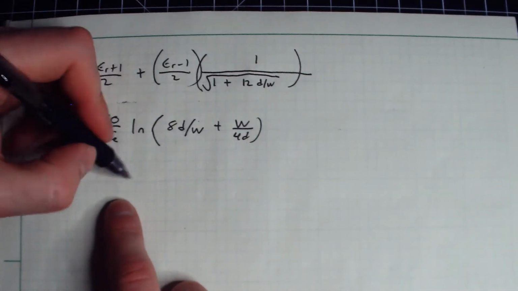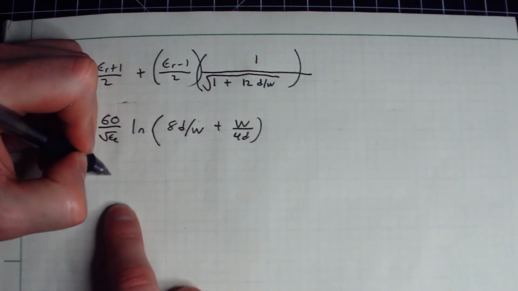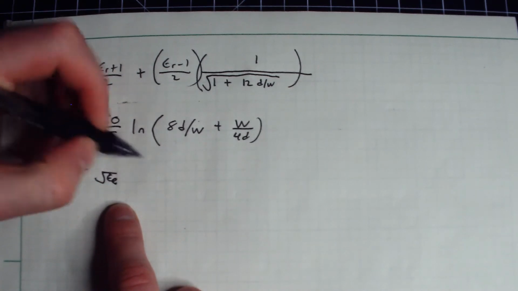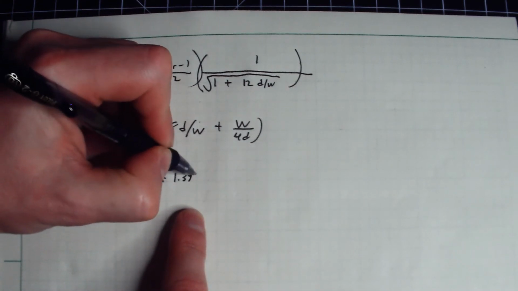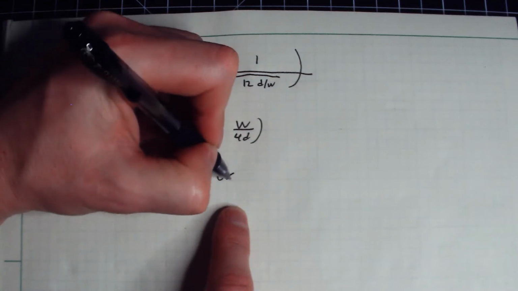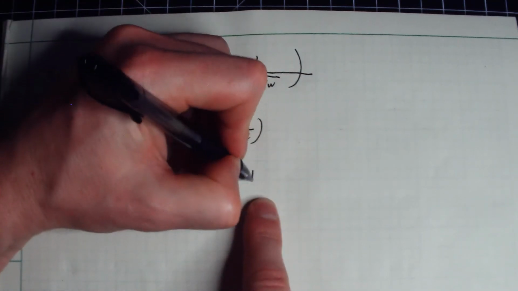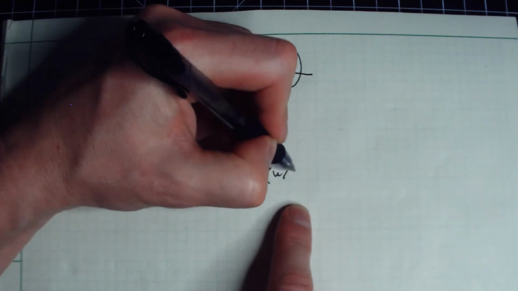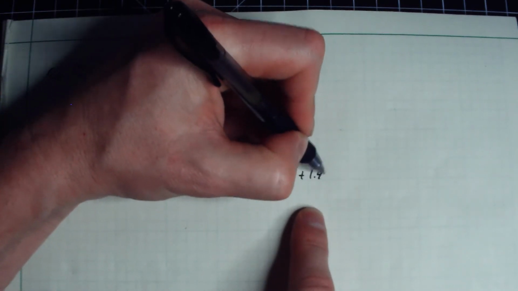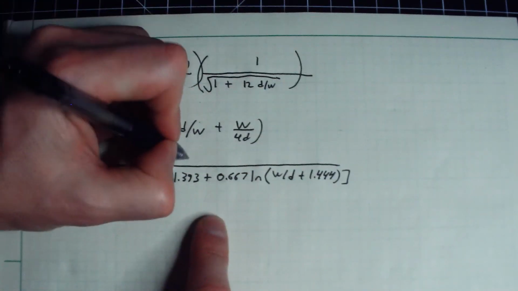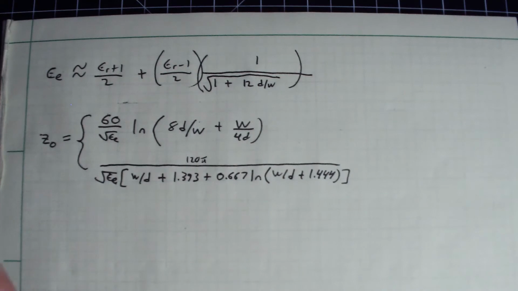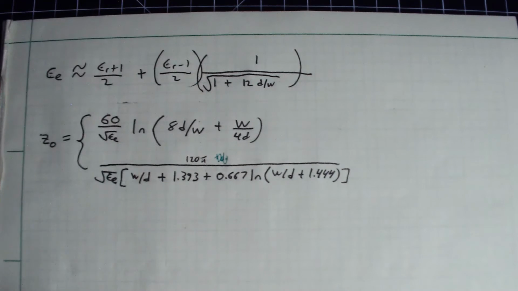So this one's going to be a little nasty. We're going to get a square root of epsilon sub e times w over d plus 1.393 plus 0.667, so that's probably just 2/3 there, times the natural log of w over d plus 1.444, and then 120 pi over that. So I suspect this 120 pi is actually the intrinsic impedance of free space there. We'll just leave it as that.